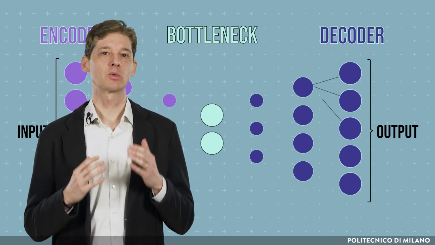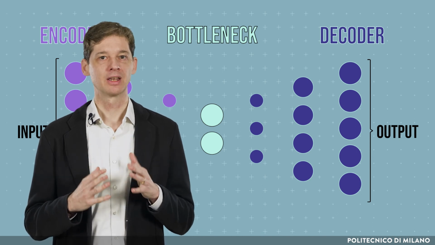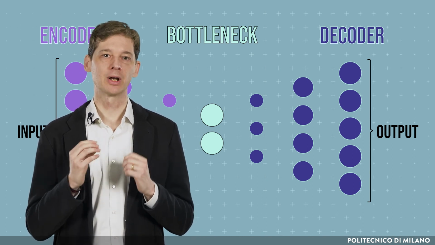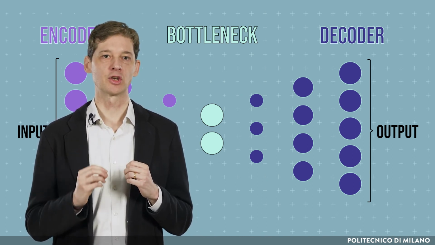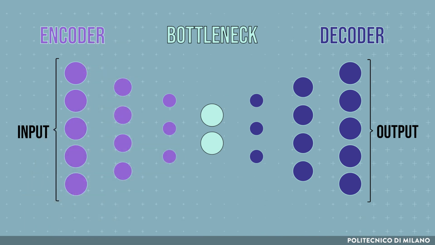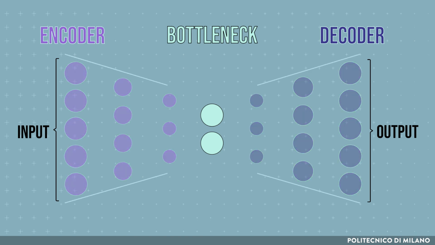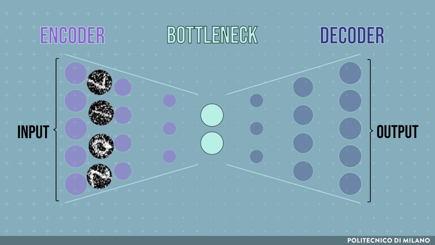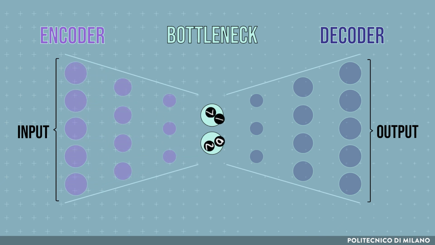If such a neural network can accurately reconstruct the input, it means that the features stored in the bottleneck contain the relevant information about our dataset. After training, the decoder is discarded, and the output from the bottleneck is used directly as the reduced dimensionality of the input. Beyond dimensionality reduction, autoencoders are also used for image denoising.